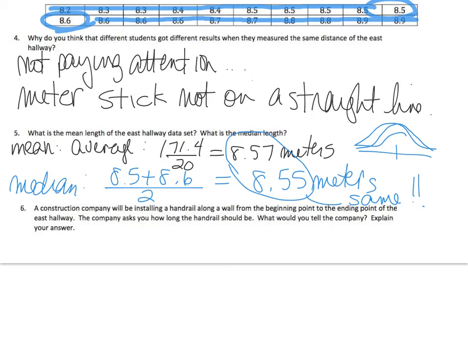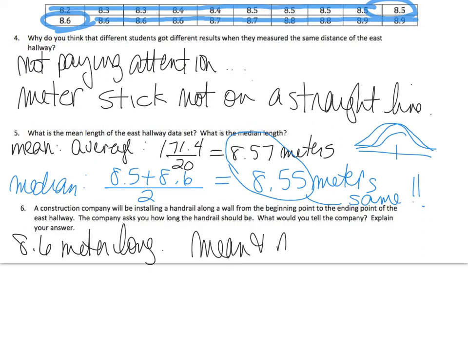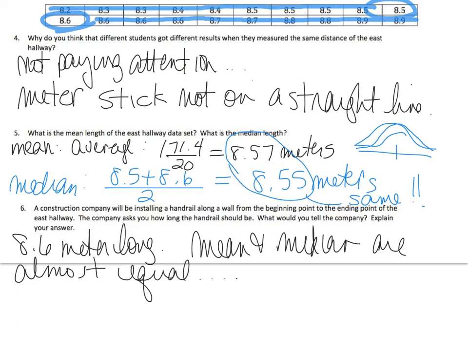A construction company will be installing a handrail along a wall from the beginning point to the ending point of the east hallway. The company asks you how long the handrail should be. What would you tell the company? I would go measure it myself, personally, but if they're asking me this question, I'm going to round that up and say about 8.6 meters long. Because the mean and the median are almost equal, I think you have a pretty good idea that the people in the middle did a decent job.